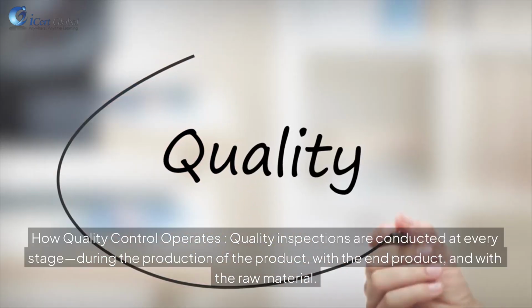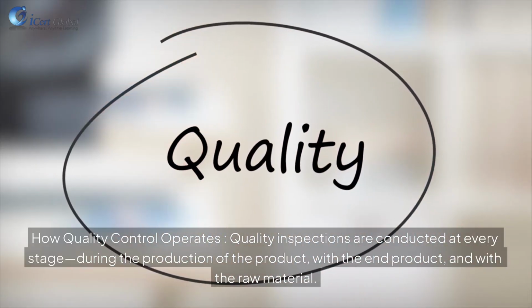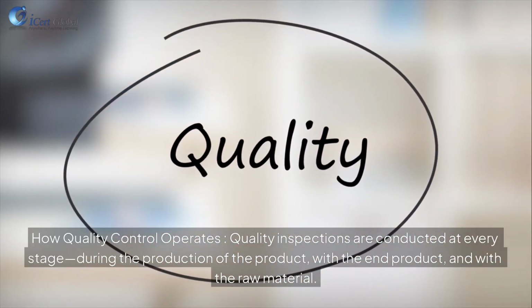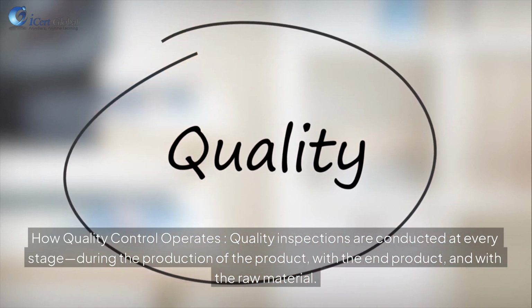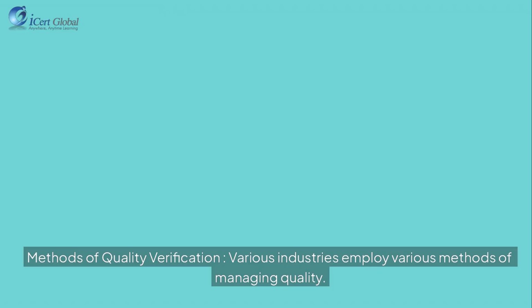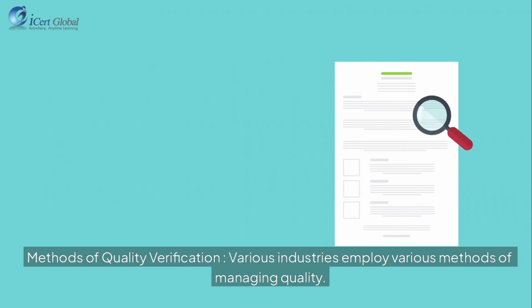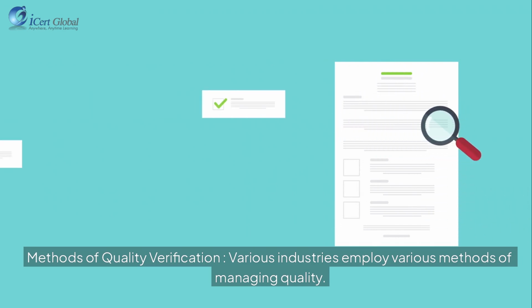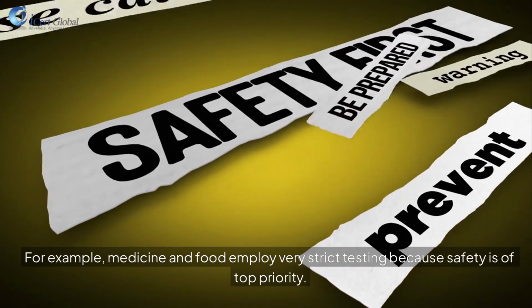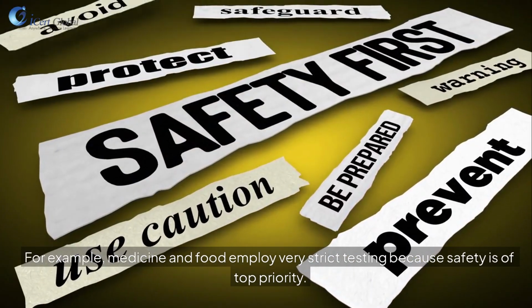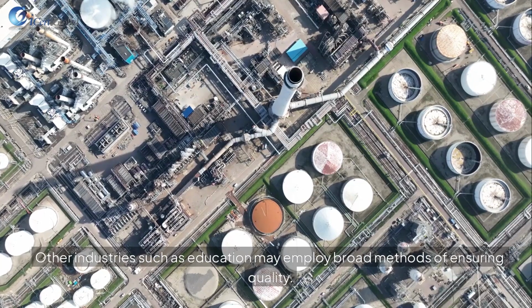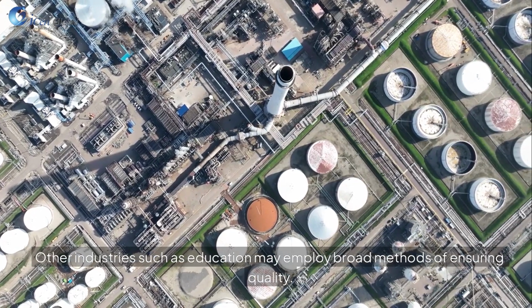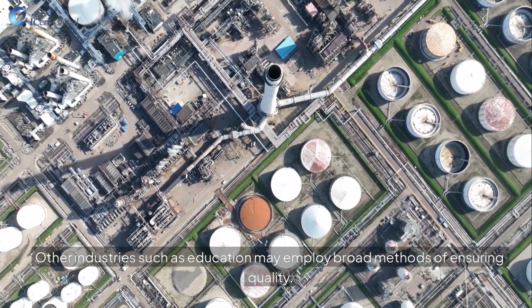How quality control operates. Quality inspections are conducted at every stage, during the production of the product, with the end product, and with the raw material. Methods of quality verification. Various industries employ various methods of managing quality. For example, medicine and food employ very strict testing because safety is of top priority. Other industries such as education may employ broad methods of ensuring quality.